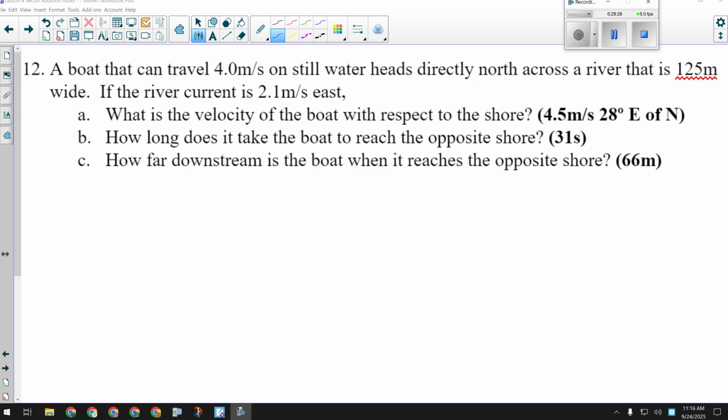Remember, going across means you end up straight across. Rowing across means you're rowing straight across, but you don't end up straight across. You end up downstream. So a little reminder of the 2 times.